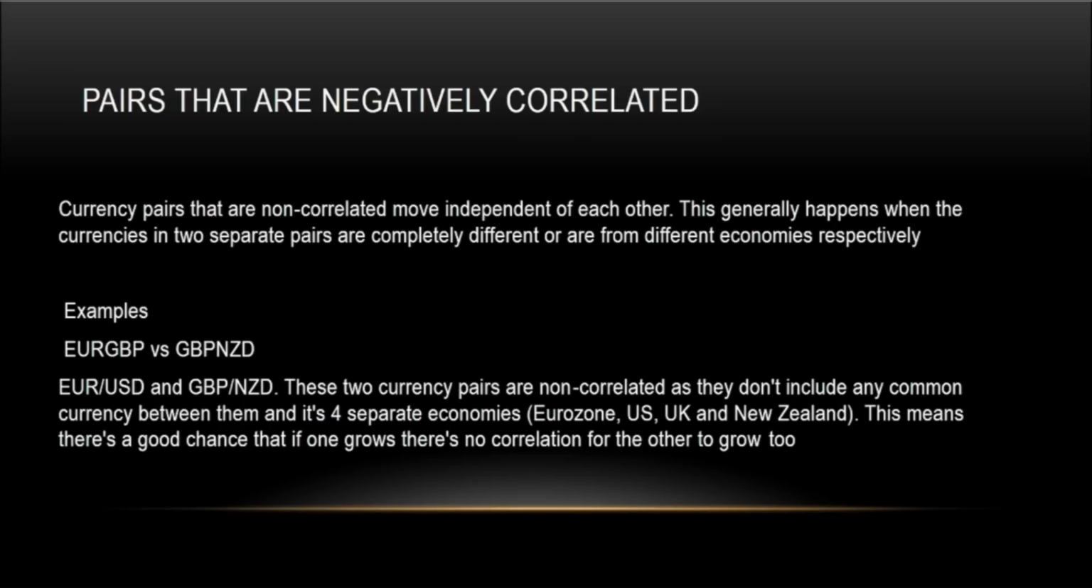This means there is a good chance that if one grows, there is no correlation for the other one to grow too, which means that if one grows, the other one doesn't grow, or if one buys, the other one moves in a completely different direction.